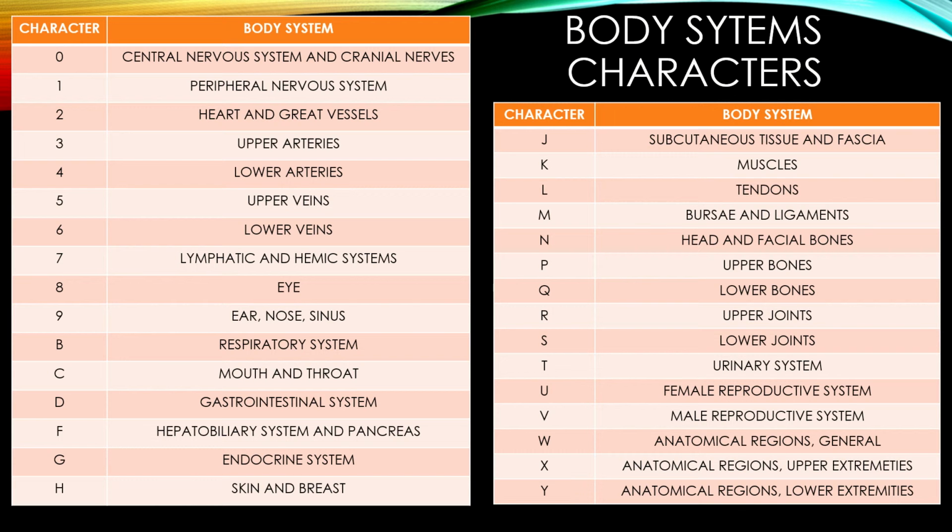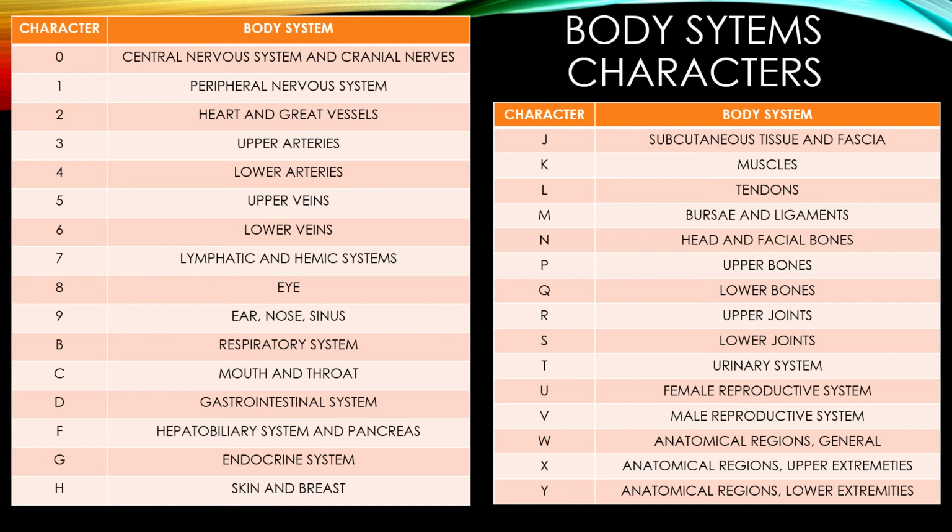The letter B represents respiratory system. C is the mouth and throat. D is the gastrointestinal system. F is the hepatobiliary system and pancreas. G is the endocrine system. H is skin and breast. J is subcutaneous tissue and fascia. K is muscles. L is tendons. M is bursae and ligaments.